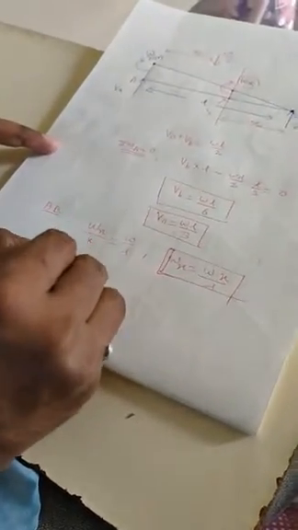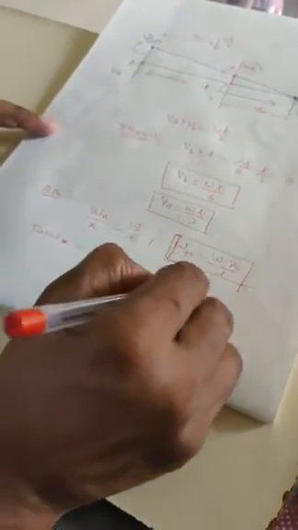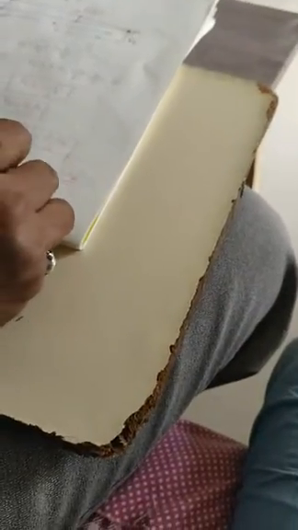This is WX. What is the total load on the smaller triangle? Total load on span BX is nothing but the area of this small triangle. The area of the small triangle is 1/2 base, which is X, into height, which is WX. If you replace this value of WX as W into X by L, the total load will become WX square by 2L. This is the total load acting on the smaller triangle.